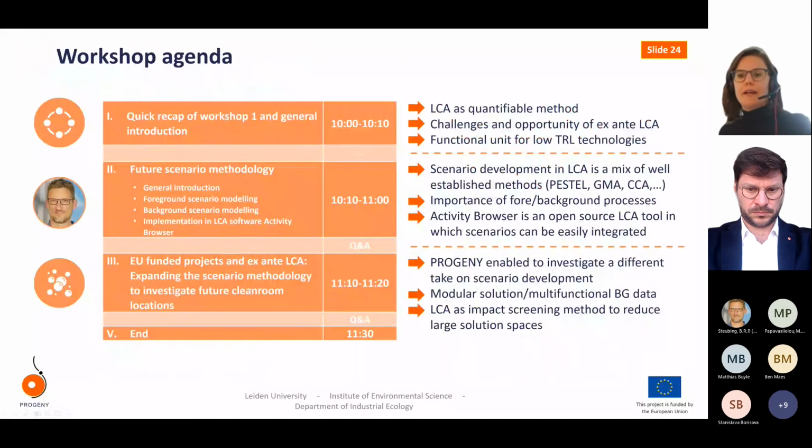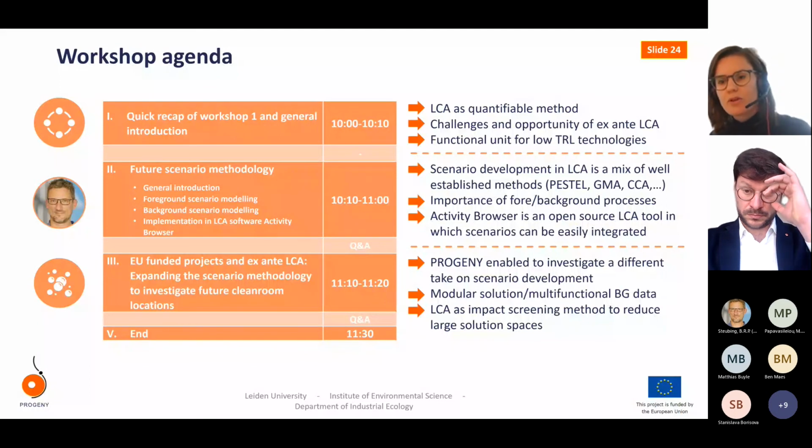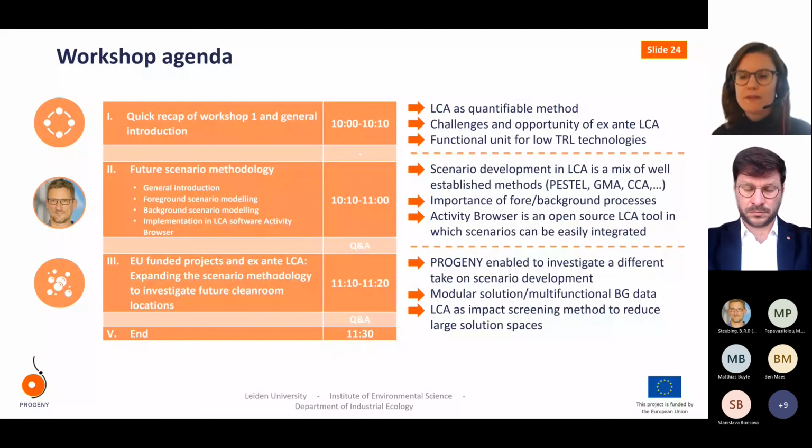So this is the end of the presentation, and we could show within the progeny project that it's possible to use the scenario methodology with a little bit of a twist, turn it around and use it as an impact screening method, allowing all the solutions, skipping the cross consistency check, which is also not possible in this solution space, because we want to allow all the solutions.